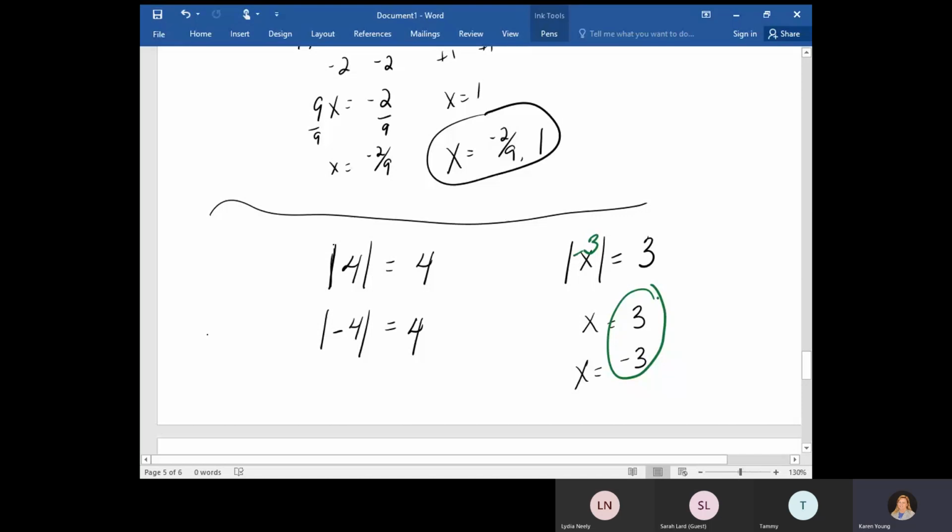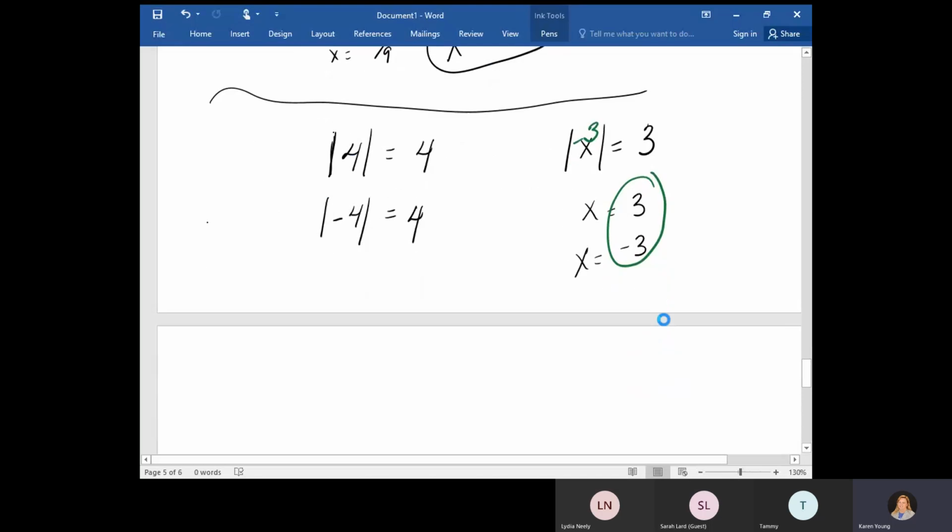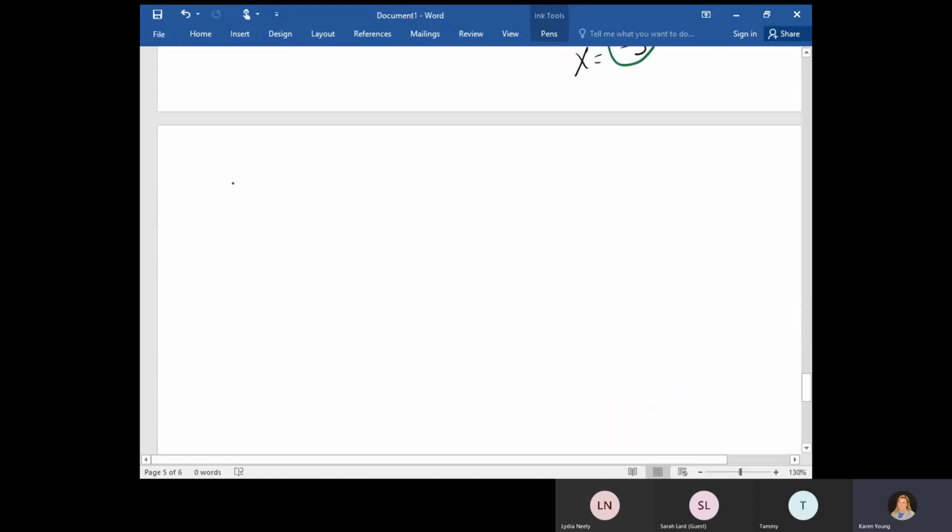What if the absolute value bars were on the 3 instead of the x? What does that do differently? So if I had something like the absolute value of 3 equals x, what's the absolute value of 3? 3. So x would equal 3. Would it be negative 3 as well? No. That doesn't happen until it's on the x. It only happens if the x is inside the absolute value. Okay? Now, I did all that because we're looking at absolute value equations.